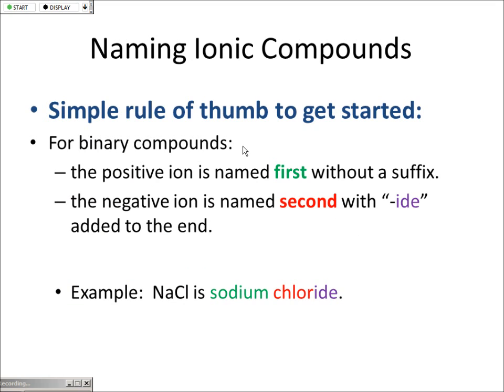Here's how you name ionic compounds. The simple rule of thumb is that the positive ion, the cation, the thing that lost electrons, is going to be named first, and then the thing that's named second, at the end of the name, is going to be the anion, the negative ion, the ion that gained electrons. And we change the negative ion to have "ide" at the end. So instead of sulfur, it would be sulfide, or instead of oxygen, it's oxide. Sodium chloride is sodium chloride.